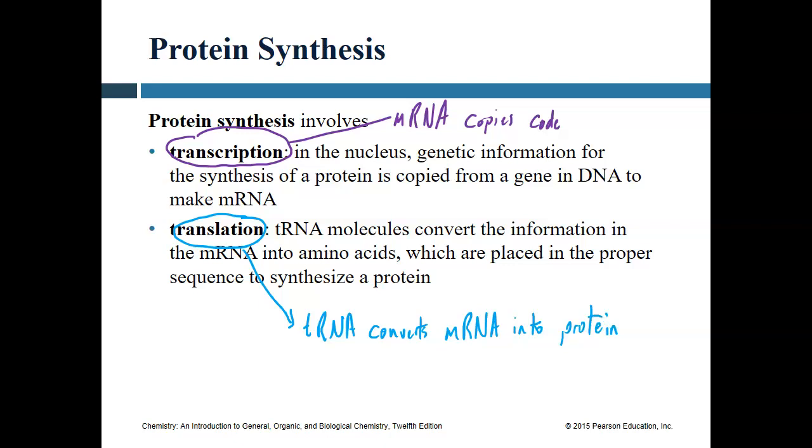So if we're looking at the two processes, just summarizing them into quick snippets: in transcription, messenger RNA is copying the genetic code. It's taking that DNA and transcribing it into a simple code that can leave the nucleus. Translation, on the other hand, is a conversion process that takes the messenger RNA and turns it into a protein.